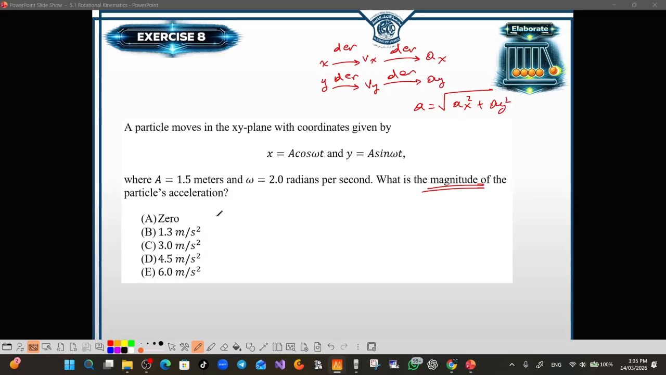So let's find the Vx. The Vx is the derivative of x with respect to time. Now, this is a trigonometric function. We know that the a is just a constant, so we place it away. The derivative of cosine is minus sine.